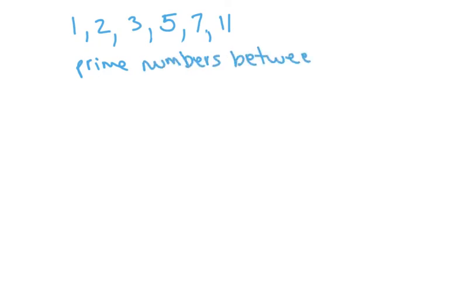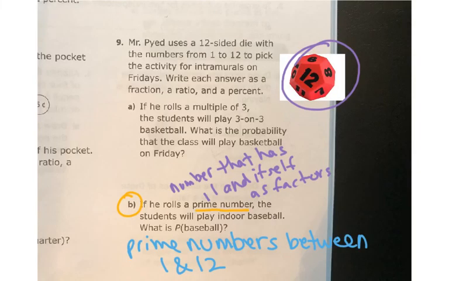Okay, so these are all the prime numbers between 1 and 12. Now, how many numbers total is that? We have 1, 2, 3, 4, 5, 6. We have 6. Okay, and remember, the total outcomes is 12. So we have 6 favorable outcomes, 12 possible outcomes. Okay, so 6 of those favorable ones and 12 possible.